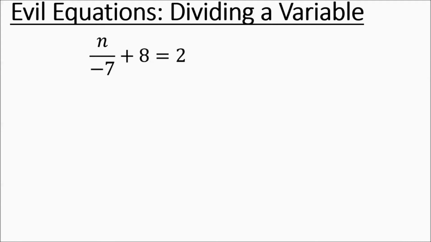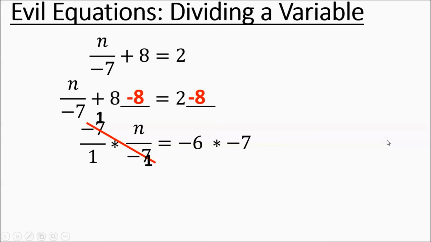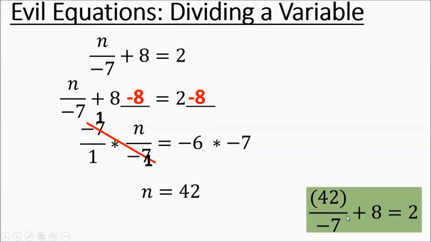Go ahead and pause it, see if you can figure out what to do. Our plan of attack is going to be to subtract 8 to get rid of the constant and then multiply both sides by negative 7. Subtracting 8, you're going to get a negative 6, and then multiply both sides by negative 7. You end up canceling out, and then you end up getting a positive 42. When you plug that back in, 42 divided by negative 7 is negative 6, and then you add 8, that does end up at a 2.